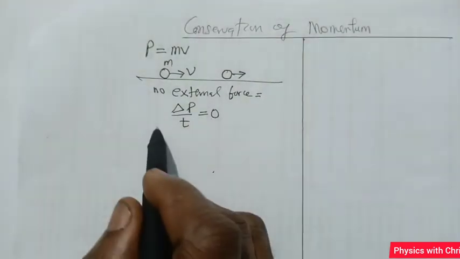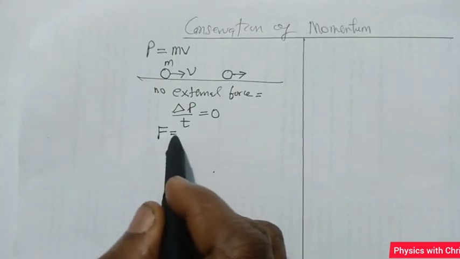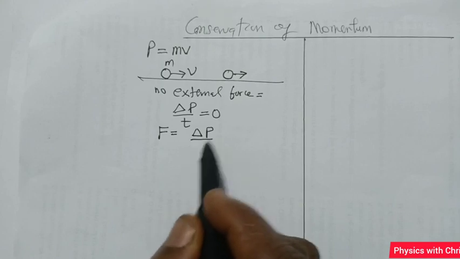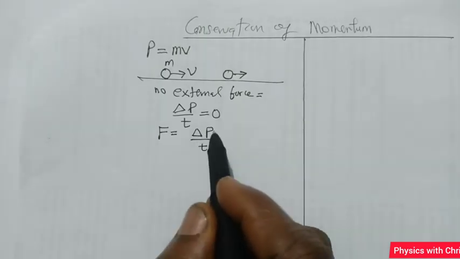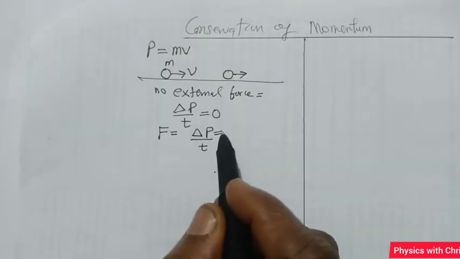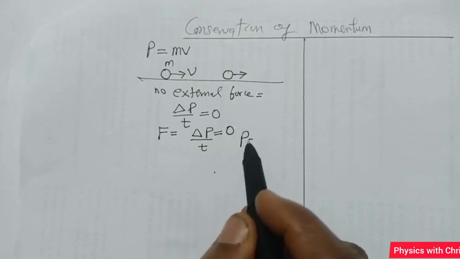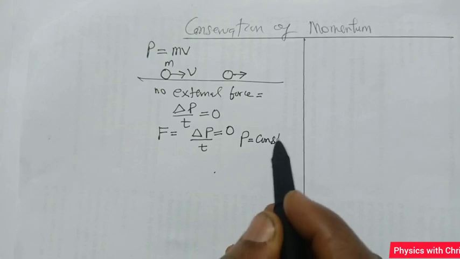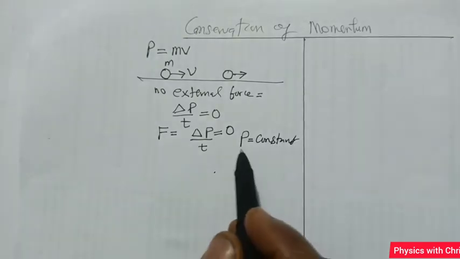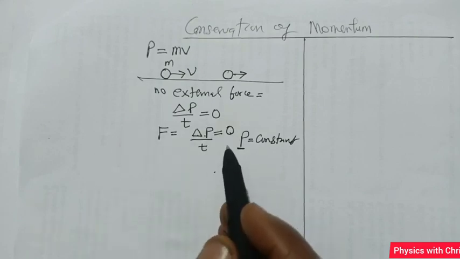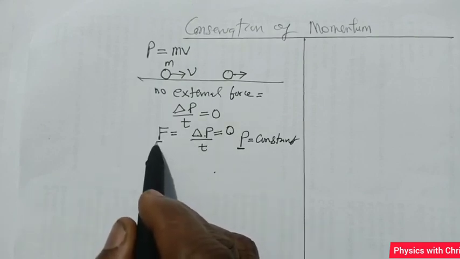And recall that Newton's second law of motion states that the external force acting on a body is equal to the rate of change of the body's momentum. So if I keep the momentum of the body constant, it means that there is no force acting on it, because when the momentum is constant, the change in momentum will be zero. Constant means momentum does not change, and therefore no external force acts on it.